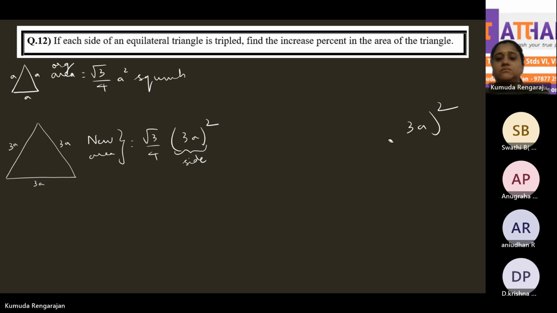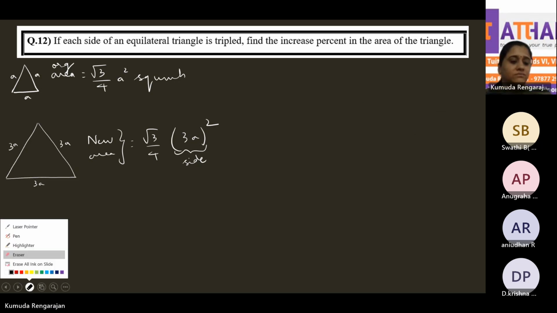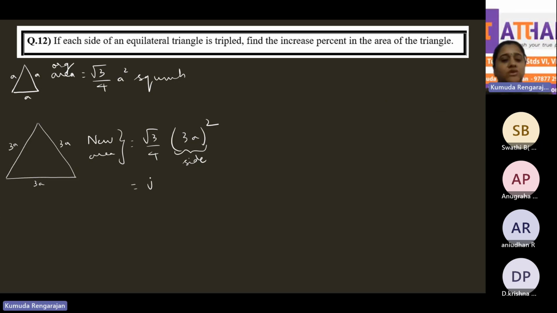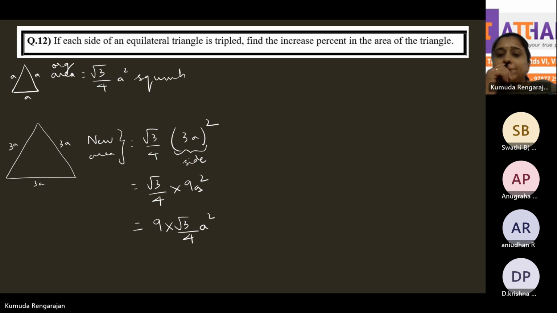So that will be root 3 by 4 into 3a into 3a, 9a square. Correct? Now this is just a way of writing. That's nothing but 9 into root 3 by 4 a square. I'm just rearranging it. See, root 3 by 4 a square, 9 into root 3 by 4 a square. See here, I have everything.